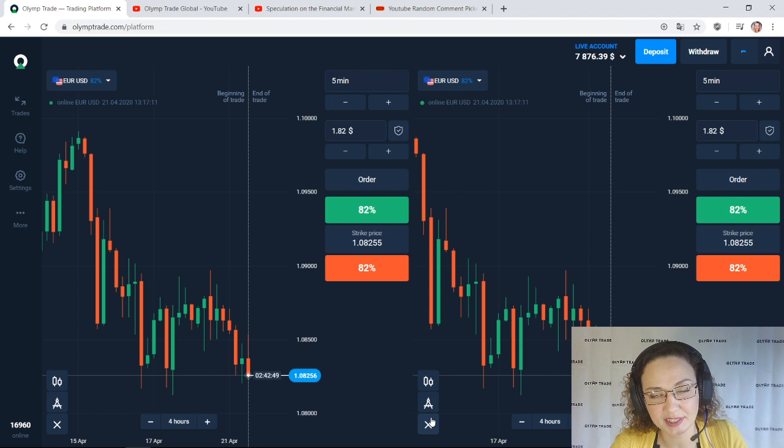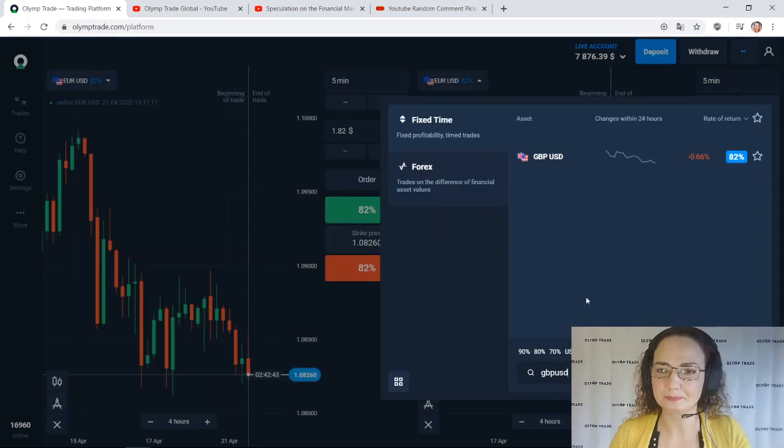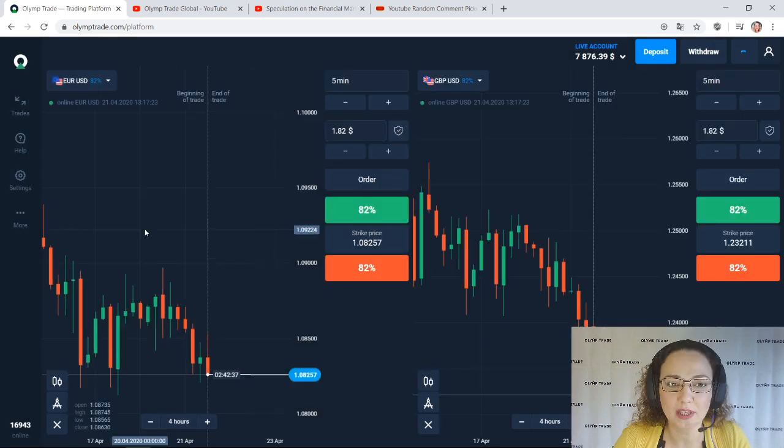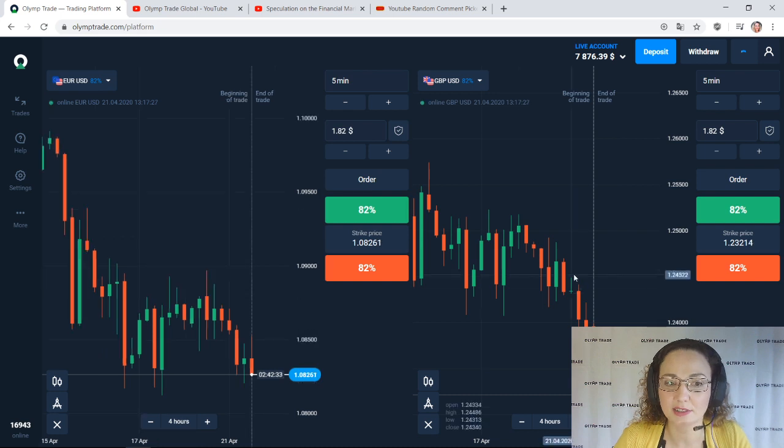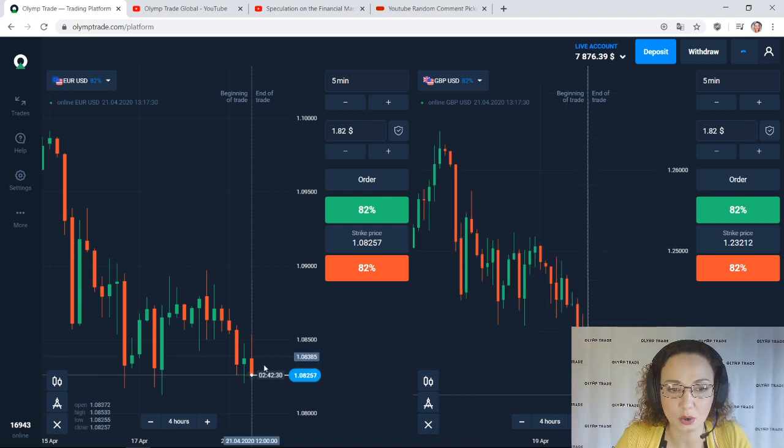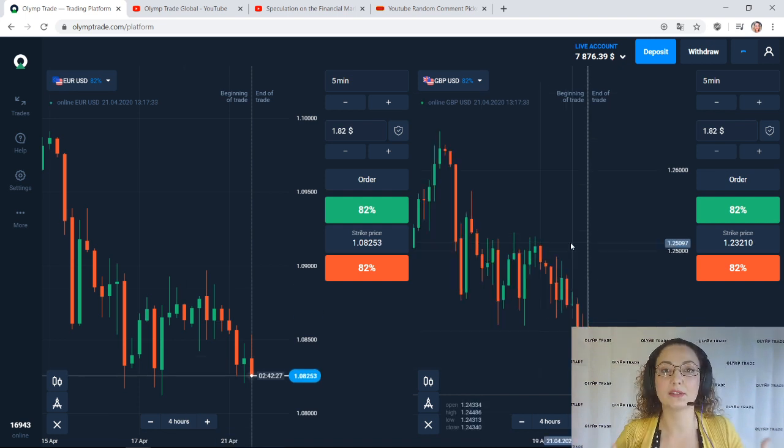So what I would do here is enter GBP USD. And basically, you can see that the asset is moving in a similar manner. These 2 currency pairs are correlated because they are moving in the same direction. So, for example, if the Euro US dollar is falling, then it's likely that GBP USD will also fall, or decrease.